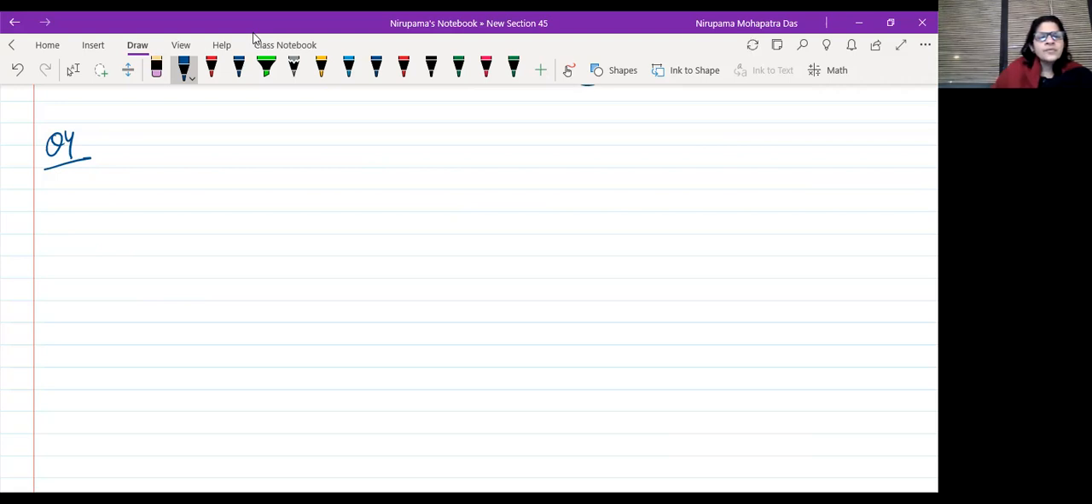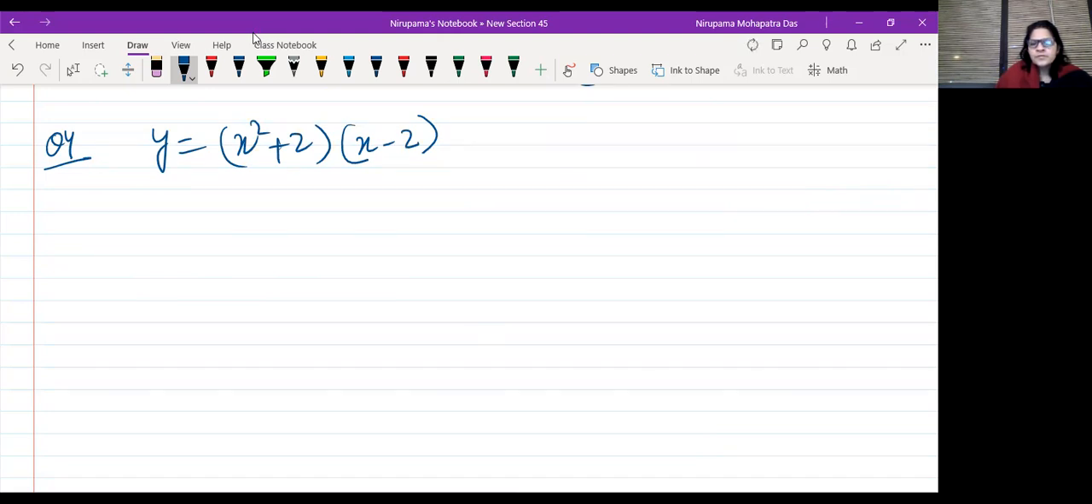Okay, so y equal to (x square minus 2) into (x plus... x minus 2). There are two ways of looking at this question, because you can multiply and, just like any polynomial, find the derivative the way we have done in the first question. Or we can do it like this also.